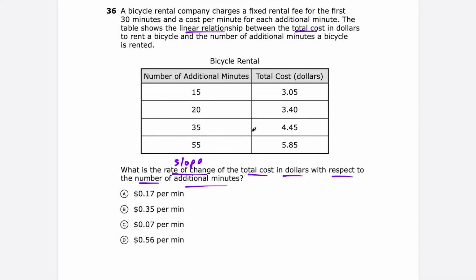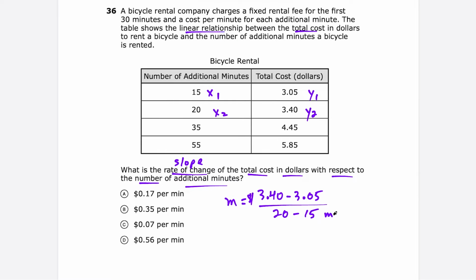So if we're looking for the rate of change, we're looking for the slope. And for this one here, we can use the slope formula and just find the slope between any 2 points. So let's say I call this first point here x1, y1, and I call the second point here x2, y2. I could just find the slope between these two pairs of points here. So we have m equals, and now y2 minus y1, I'm going to do 3.40, and I'm subtracting 3.05. And then I'm going to divide by 20 minus 15. And the units here, remember, is going to be the total cost in dollars with respect to the number of additional minutes. So that's where the dollars per minute is coming from at the end here. So dollars per minute is going to be our unit.